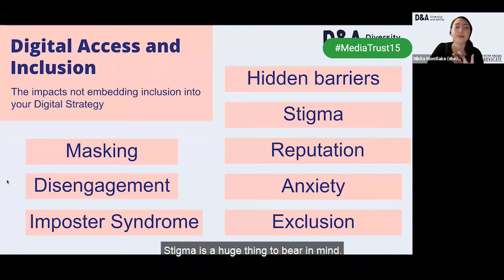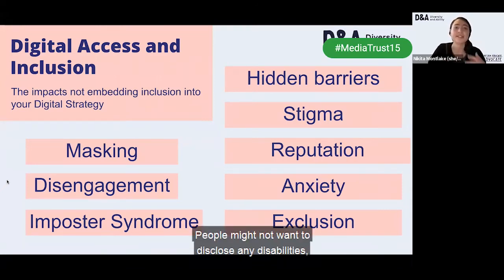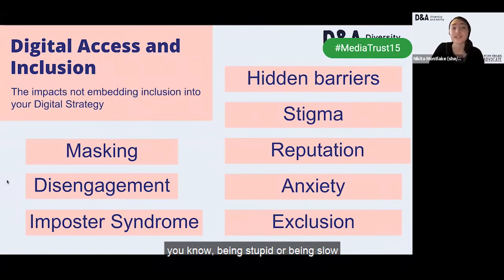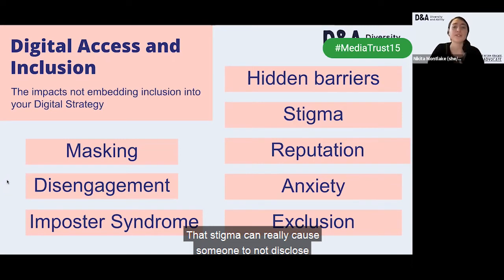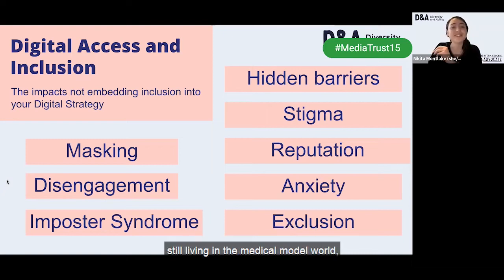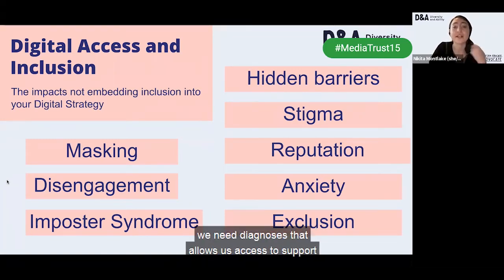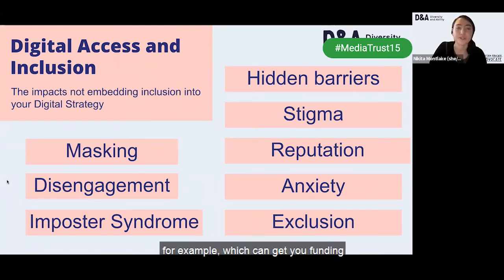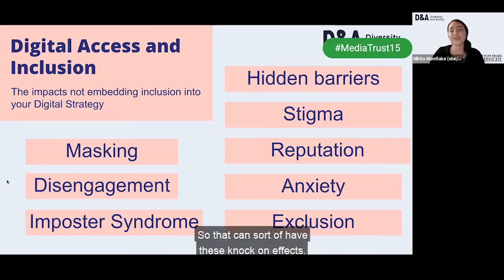Stigma is a huge thing to bear in mind. People might not want to disclose disabilities like dyslexia, for example, which has the stigma of being stupid or slow or not understanding things. That stigma can cause someone to not disclose and mean that they're constantly coming up against barriers, because unfortunately, still living in the medical model world, we need diagnoses that allow us access to support. Through programs like Access to Work, for example, which can get you funding for assistive technology, you can only really receive that once you have that diagnosis. So that can have these knock-on effects.